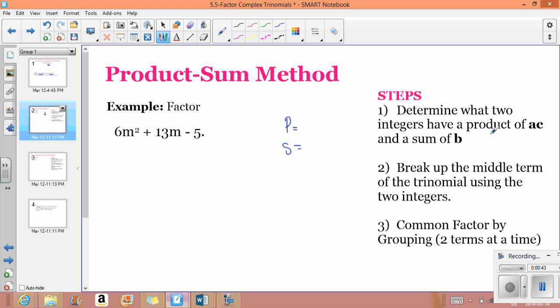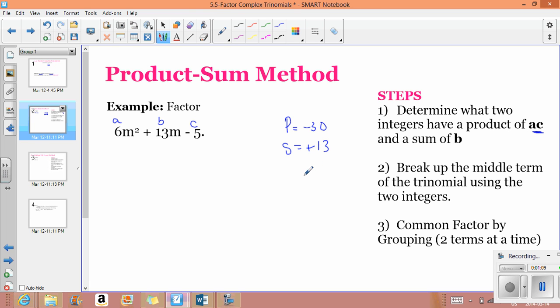The difference from before: product was only the c term. Now your product is a times c. So here's your a, here's your b, and here's your c. The product number is 6 times -5, which is -30. Your sum number still remains the middle term, which is plus 13. So we have to figure out two integers which multiply to get -30 and add to get 13.